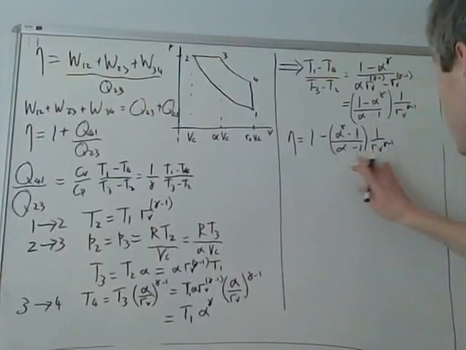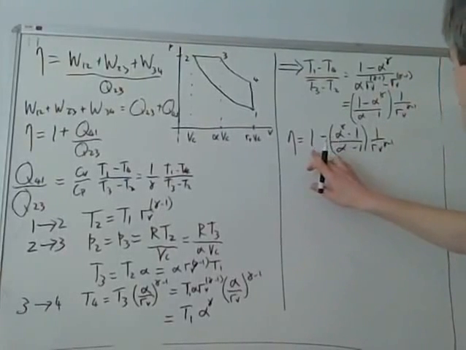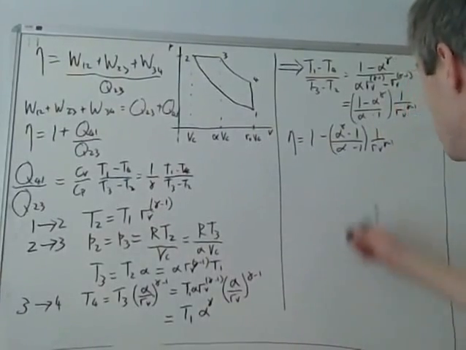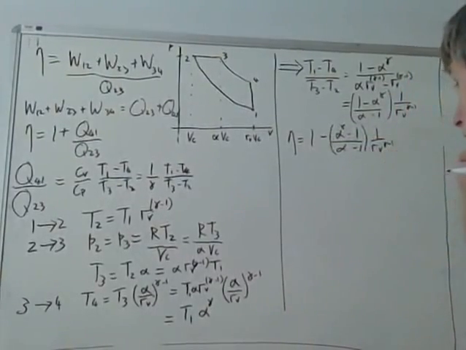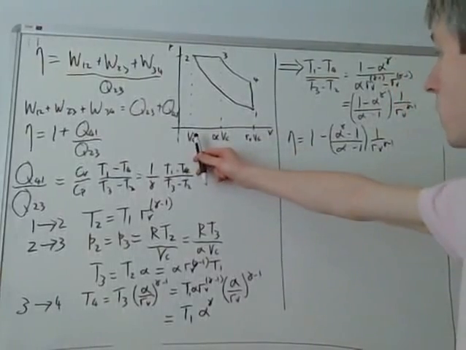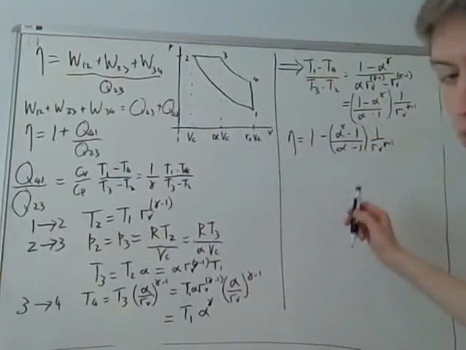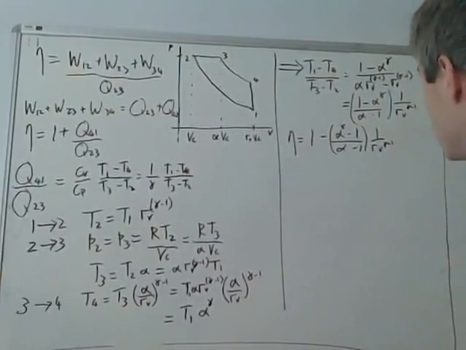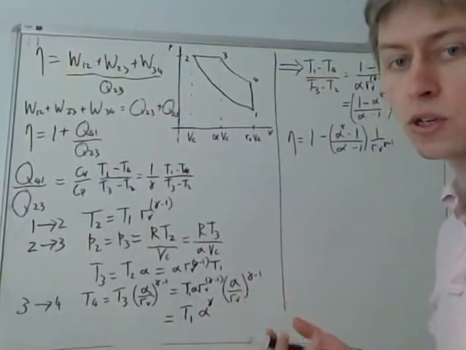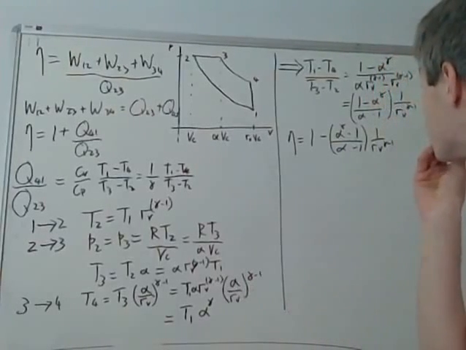So what does this mean? If we compare this with the efficiency of the Otto cycle, which was just 1 minus 1 over RV to the gamma minus 1, we have this additional term involving alpha, the cutoff ratio. What we find is that as alpha becomes greater than 1, so we have more and more heat addition, the efficiency gets reduced. So by burning at constant pressure rather than constant volume, we're losing some of the work.